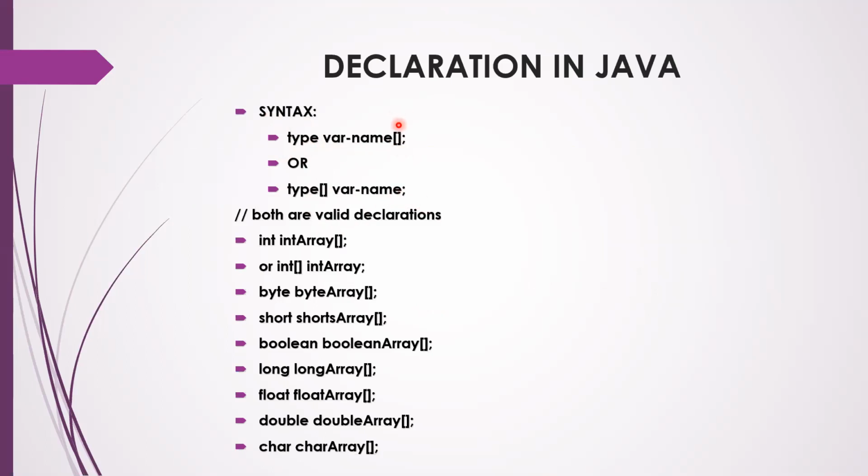Both are valid declarations. You can see there are many different types, like for integer, int, and then you can give the array name. I've given the array name as int array. You can give any array name like student marks, but finally you give it square brackets to specify this is an array. It can be byte, short, boolean, long, float, double, char. All these data types can be used for declaring an array.